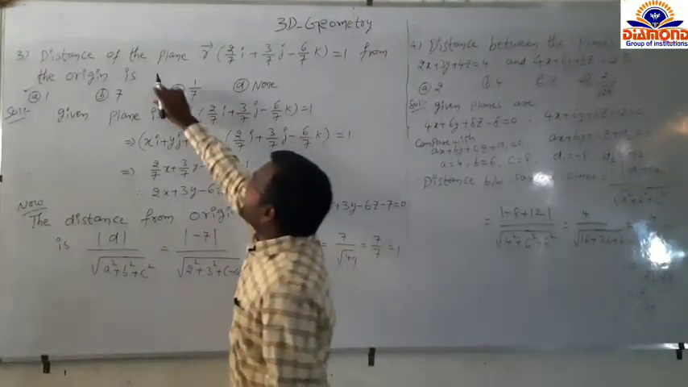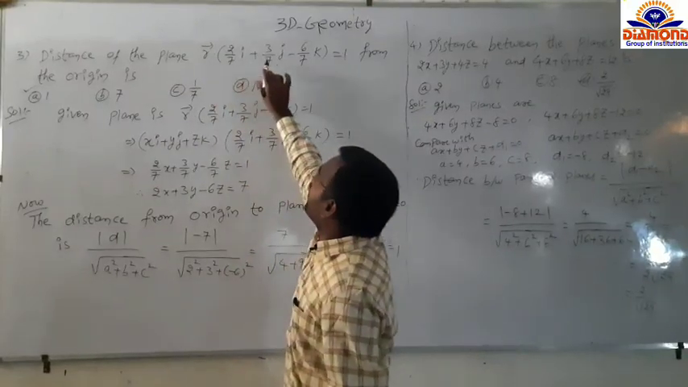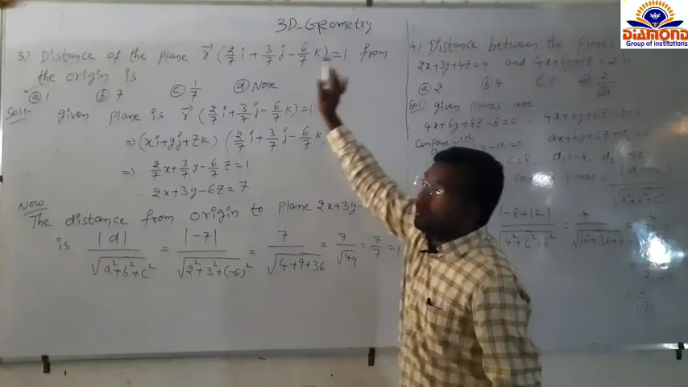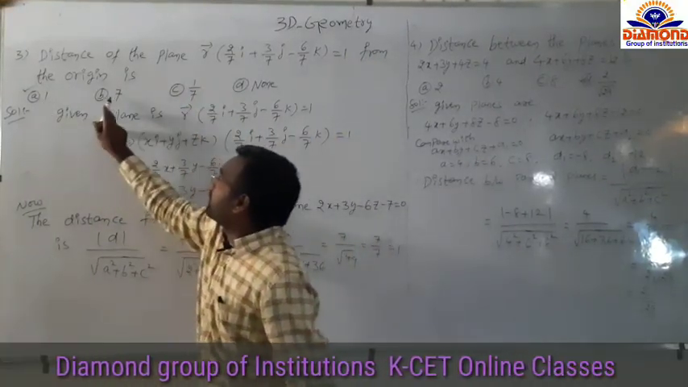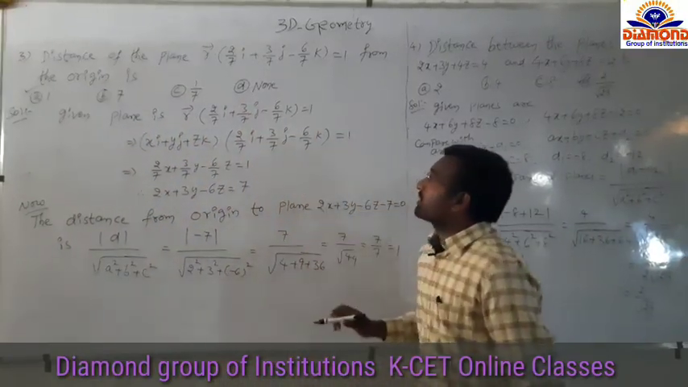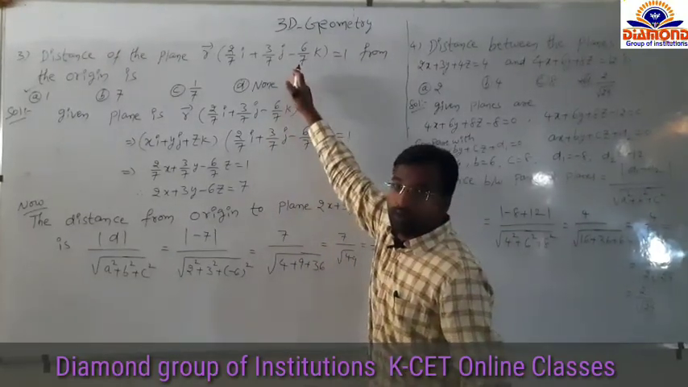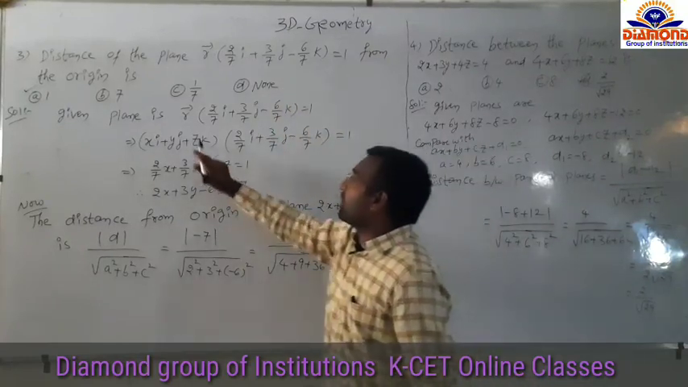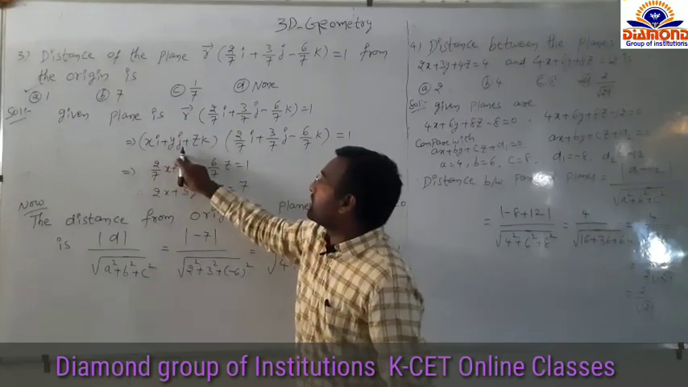Next problem: distance of the plane r dot 2 by 7i plus 3 by 7j minus 6 by 7k equal to 1 from the origin is option A 1, option B 7, option C 1 by 7, option D none. First, convert the given plane to Cartesian form. Given plane is in vector form, so convert to Cartesian form. To convert to Cartesian form, in the place of r bar substitute xi plus yj plus zk.